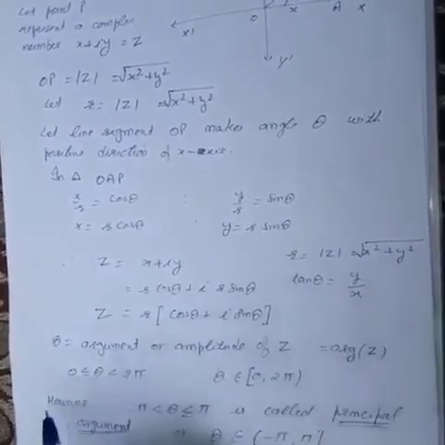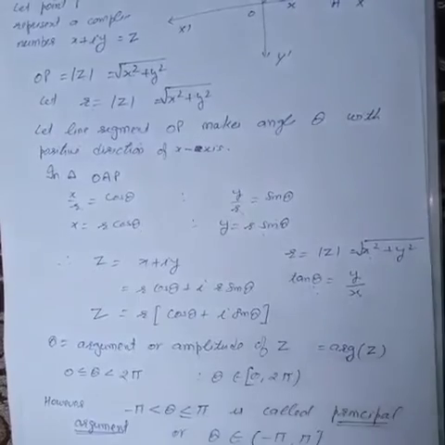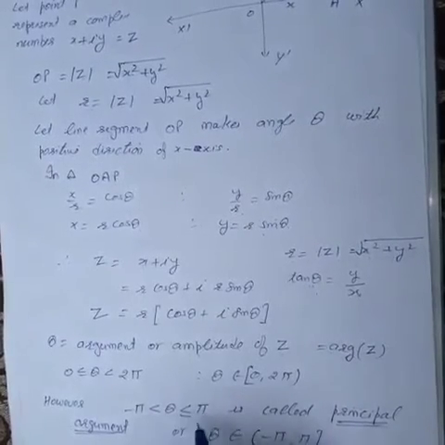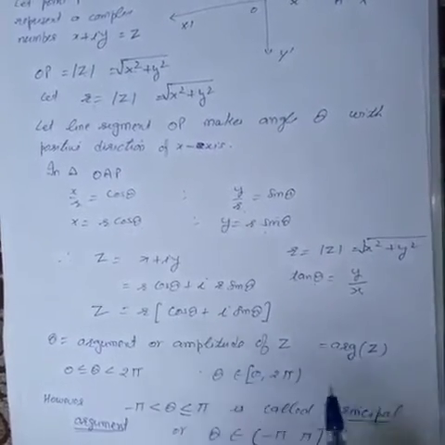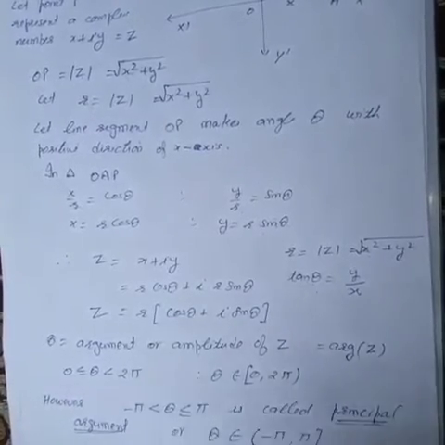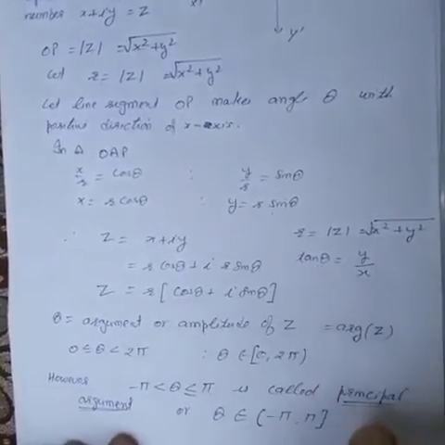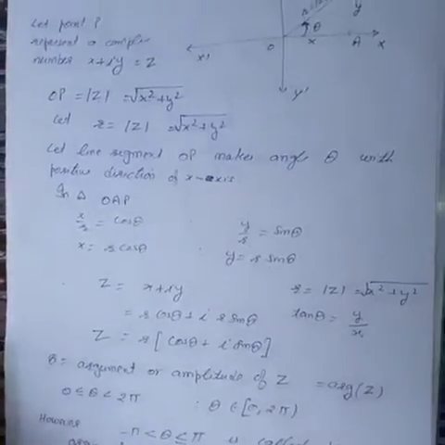The values of theta for the principal value should lie in the interval from minus pi to pi. The general values you can calculate, but we have to calculate the principal value, the principal argument, whether it is mentioned or not mentioned.